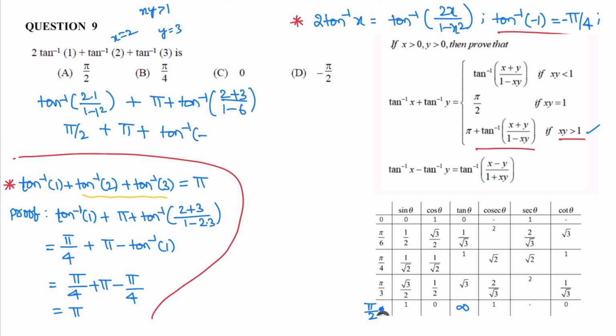So tan inverse minus 1 is minus pi by 4. Pi by 2 plus pi minus pi by 4. So its value is 5 pi by 4. There is no exactly matching option, but the value of tan in the third quadrant, tan of 5 pi by 4 is equal to tan of pi by 4. So the relevant answer is B.